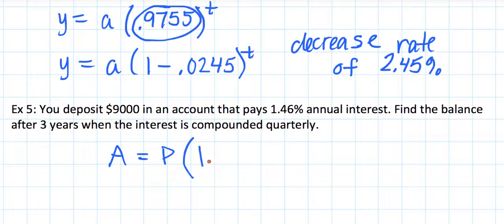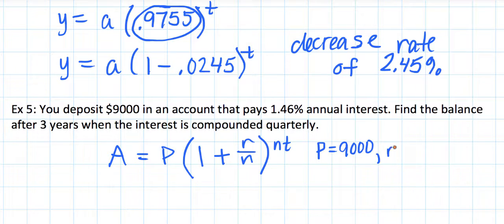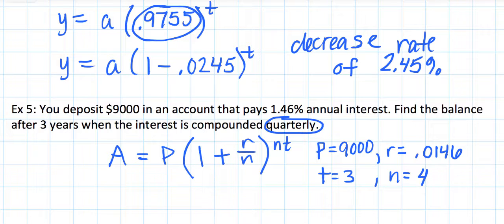So if we go ahead and use our compound interest formula, A equals P times 1 plus R over N to the NT power, we just have to figure out what all of these numerical values represent in the formula. So P in this case is that initial amount of 9,000. R is the 1.46% as a decimal, so 0.0146. The 3 years is my T, or my amount of time. And then when it says quarterly, that just means 4 times in a year, so N equals 4.